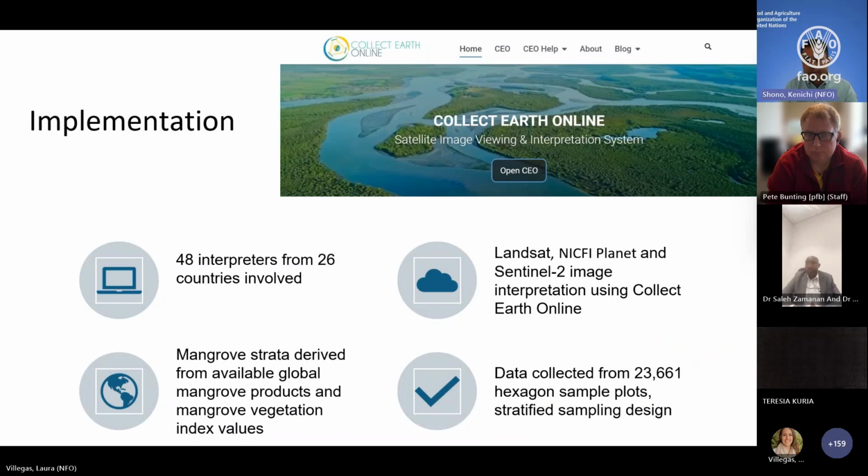For this mangrove assessment, we collected data from almost 24,000 sample plots, which were laid out in a stratified random sample design.